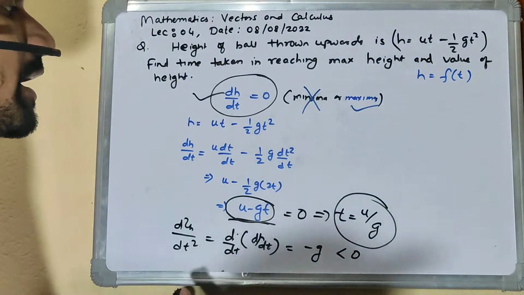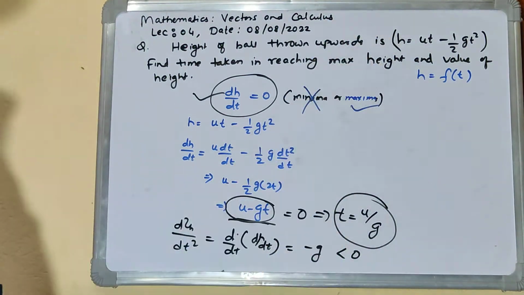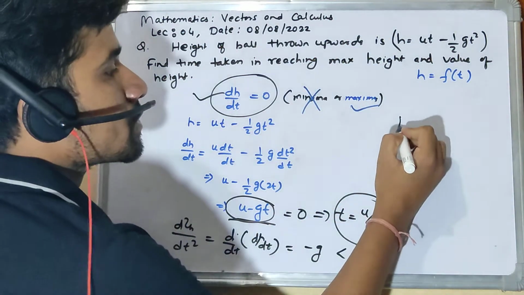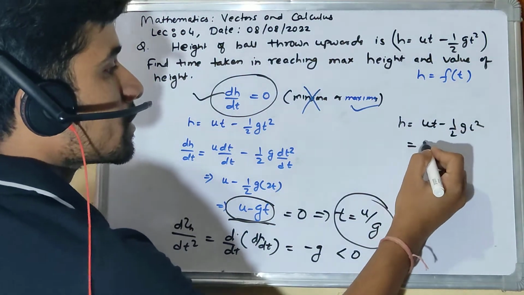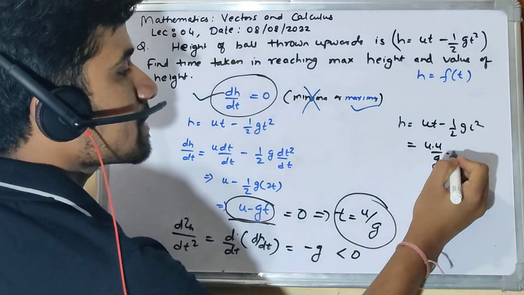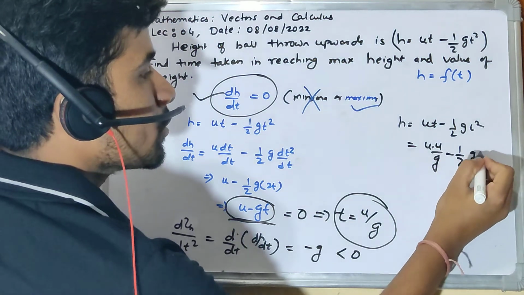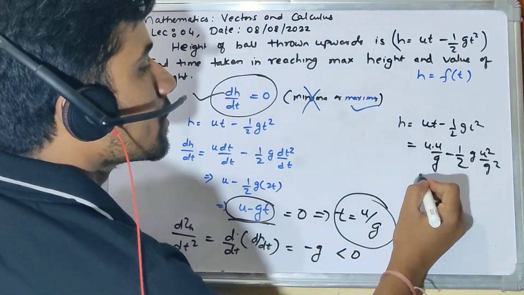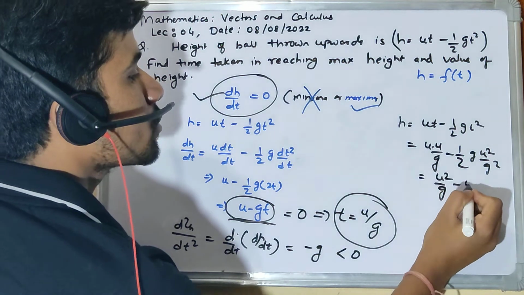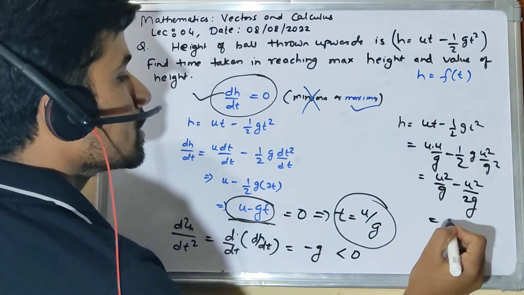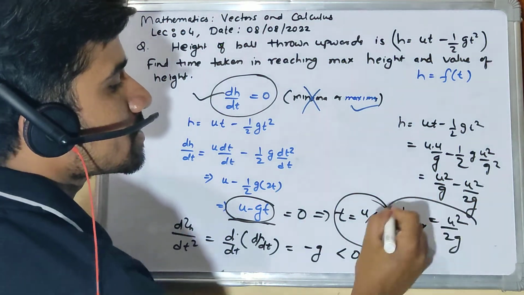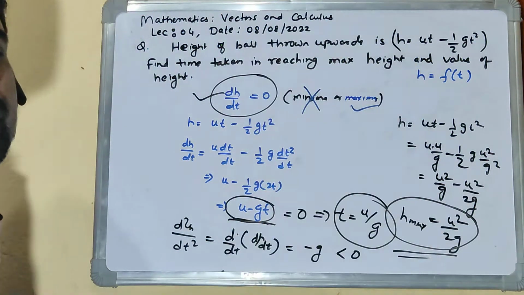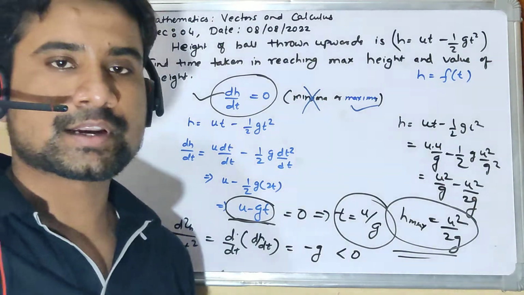And what is the value of the height? You can just place this t in the initial equation and you can find it, right? So h equals ut minus half gt square, place t. So u into u by g minus half g into u square by g square, right? So u square by g minus u square by 2g, which is basically u square by 2g. This is h max. So this is the maximum height it will attain, right?